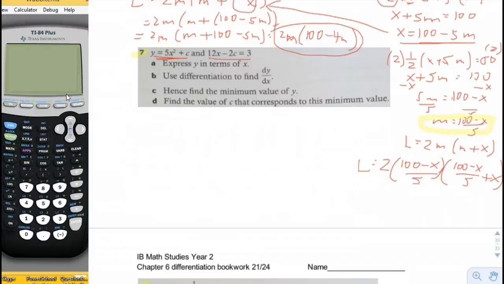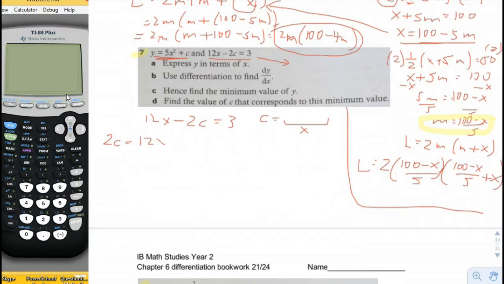So to get rid of the c, we're going to use the constraint equation, and we're going to solve for c. So let's see, 12x minus 2c equals 3. What we want to end up with is c equals something with x in it. All right? So to do that, we will put 2c on one side, and on the other side we'll have 12x minus 3. The way we do that is we add 2c here, add 2c here, subtract 3 here, subtract 3 here, and then we end up with this, 2c equals 12x minus 3.